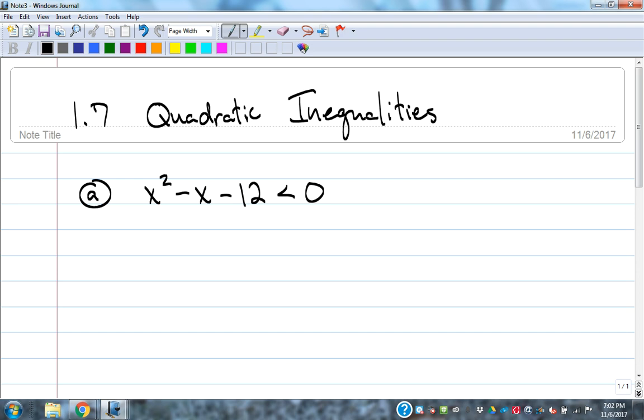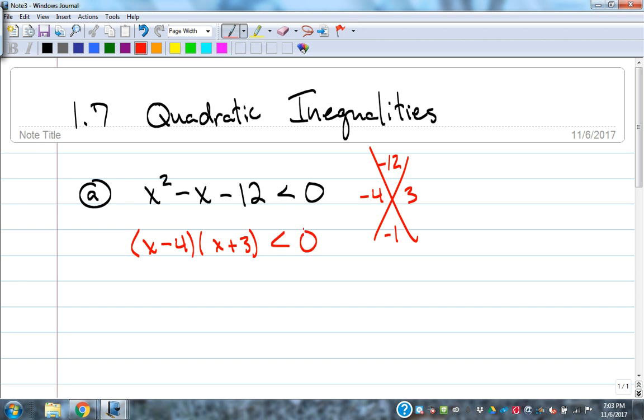Both of those work well. This one would factor pretty easily. The -12 and -1, that'd be -4 and 3. So you could have x minus 4, x plus 3, and then it's less than 0. What you want to do there is set x minus 4 equal to 0 and x plus 3 equal to 0, just like you would if it were an equation. You get x equals 4, x equals -3.